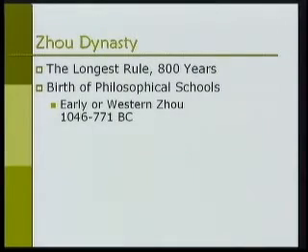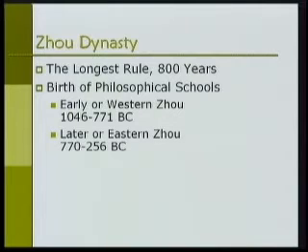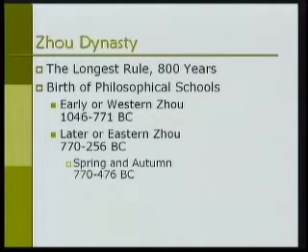So the Zhou Dynasty is divided into two major periods. One is the early or the Western Zhou Dynasty period, which stretches from 1046 BC to 771 BC. Then the second period is that of the later or the Eastern Zhou period, which stretches from 770 BC to 256 BC. Now it was during the later or the Eastern Zhou period that you see two other major periods.